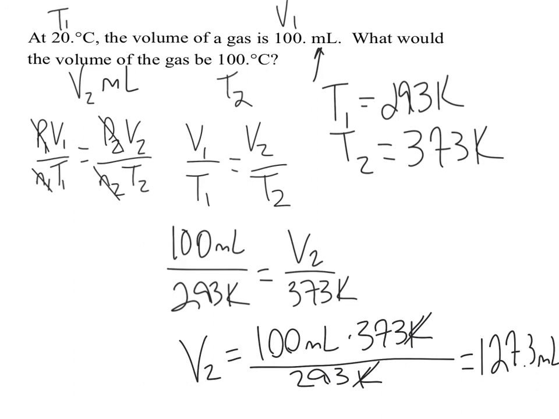And again, you can check this context. My temperature increased. I have a direct relationship because I have one over another. So because my temperature increased, my volume should have increased as well. And sure enough, it did. It went from 100 up to 127.3. That's the last of our individual gas laws.